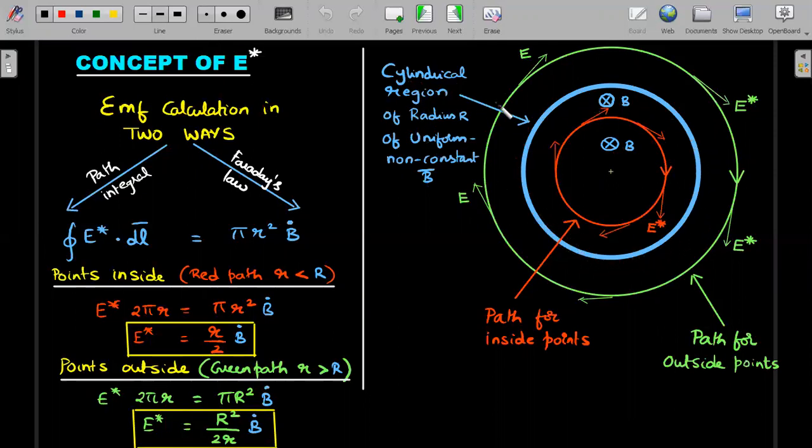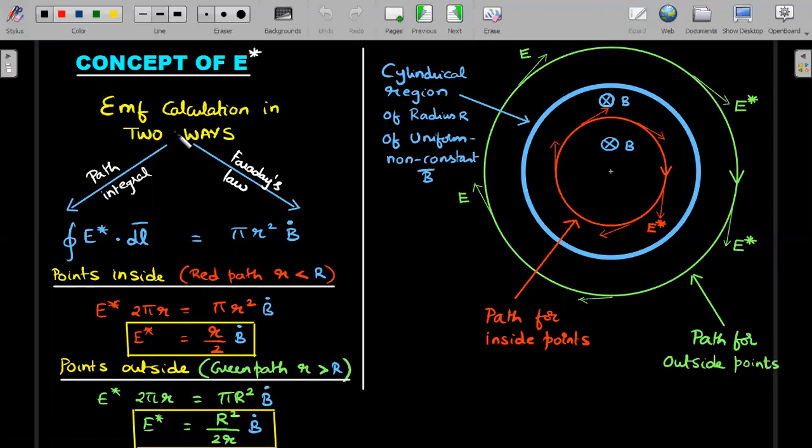In this cylindrical region of radius r, there is a uniform but non-constant magnetic field. There can be 2 loops of travel that I can think of. This red colored path inside is a path for inside points where I want to ascertain the non-conservative electric field, and the outside points are on the path I have drawn in green color.